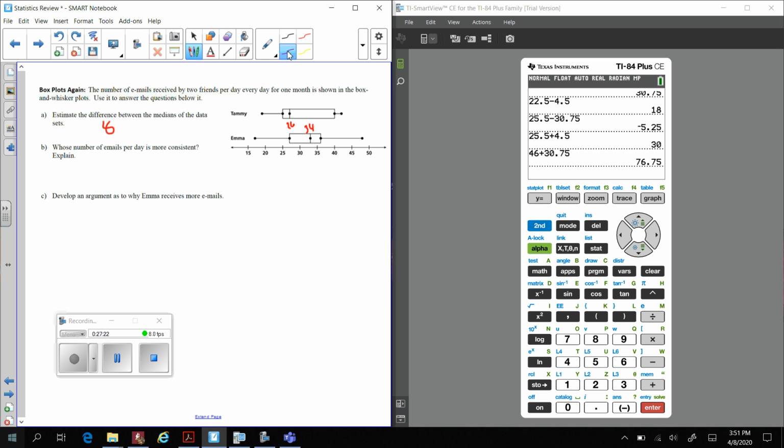Whose number of emails per day is more consistent? These are the questions that I worry about for you guys. Look at how wide that IQR is. All right. Even though they might have more emails, who is more consistent? I would say Emma, because her IQR is smaller. 50% of her emails happen inside of here. All right, develop an argument as to why Emma receives more emails. Well, if you look, 50% of the time she's getting more. She's getting more emails here on this end. Remember, 50% of her data falls above that median.